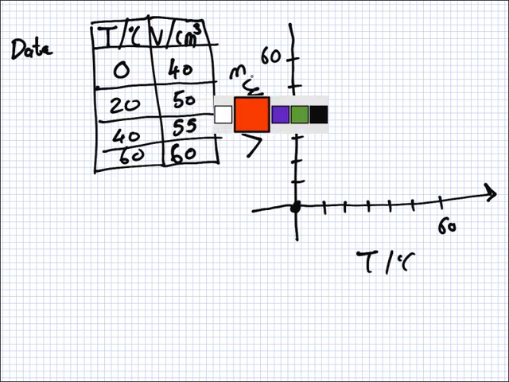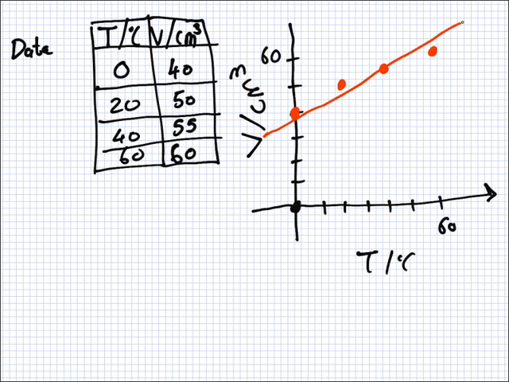Right, our first point is 0, 40, isn't it? Second point is 20, 50. What's our next one? Sorry, is that quite at 20? Yeah. Next one is 40, 55. And then the last one is 60, 60, which is there. Now, I know it looks like it, but I don't ever expect these to line up perfectly in a straight line. I can't really do it with a pen, but it's going to be something like that.